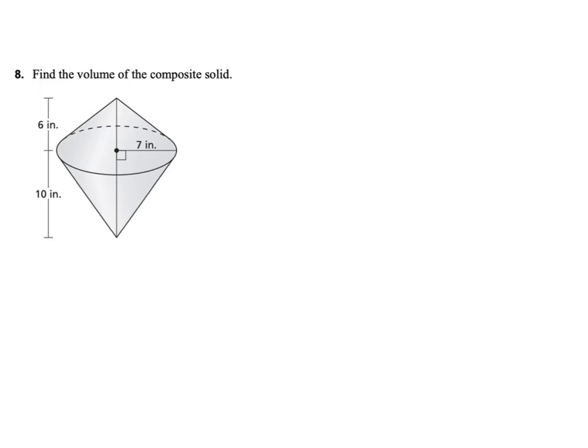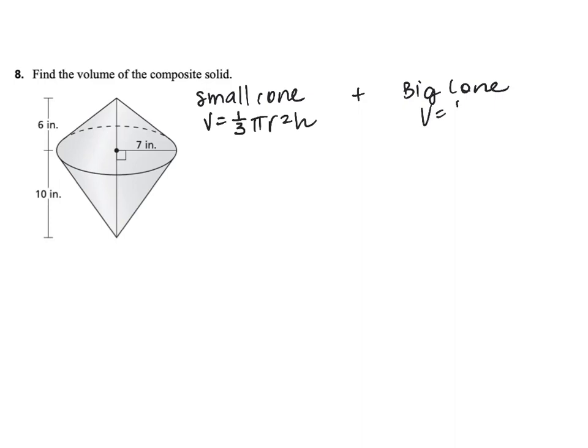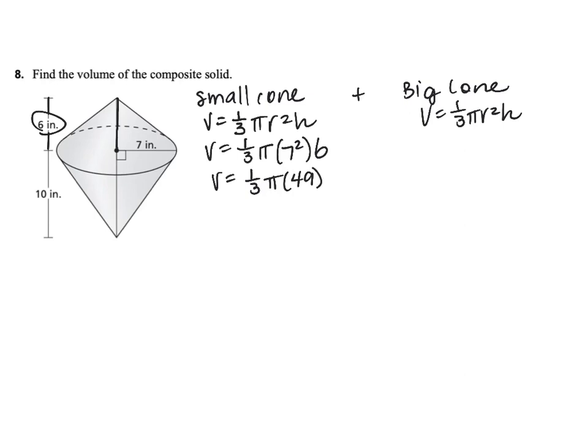Here's an example of a composite solid. So we have 2 different cones and we will have to add them together. So the small cone plus the big cone. These are both 1/3 pi r squared times the height. So the radius of the small cone is 7. The height is that 6 value here. A third of 6 is 2, so it'd be 49 times 2, which is 98 pi. And let's leave it just like that in its exact form. We don't want to round until we get to the very end.